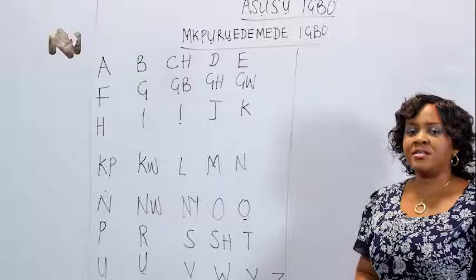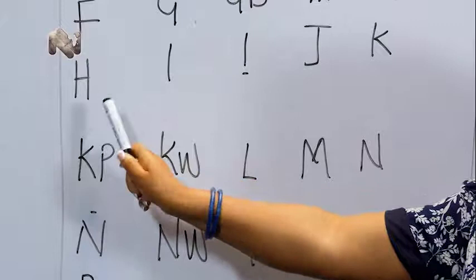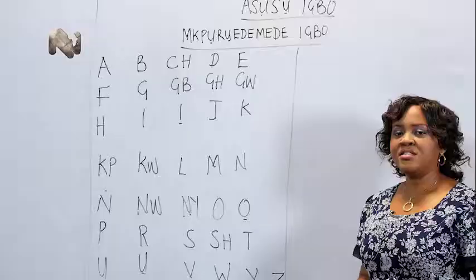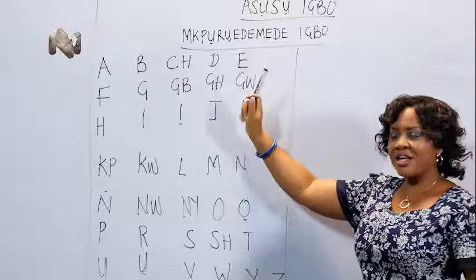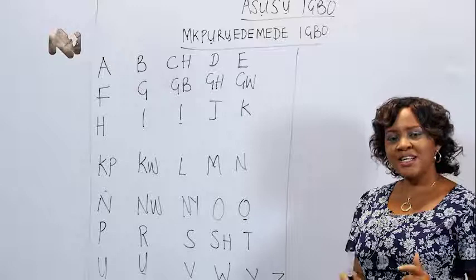Let's take the third line. H, I, Ị, J, K. Let's go. We'll take it again. Now let's take it from the beginning to K. A, B, Ch, D, E. F, G, Gb, Gh, Gw. H, I, Ị, J, K. We'll still take the song, but let's run down first, then we'll start with the song.